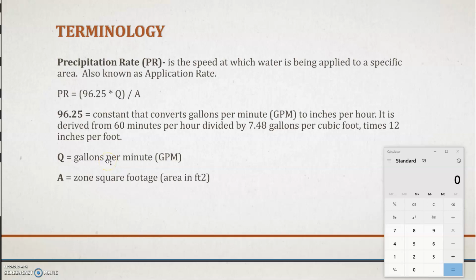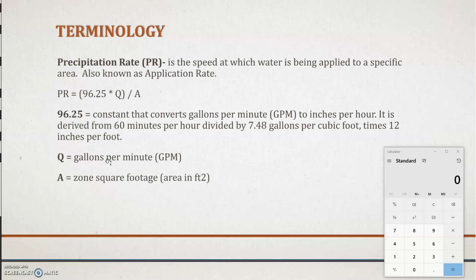We had a request to go over precipitation rate again. So precipitation rate is flow over area, and it's very important because everything is about having an even precipitation rate. That's why we strive for matched precipitation rate, that we're putting down the same amount of water in an area. So all heads on a zone should be the same precip rate.